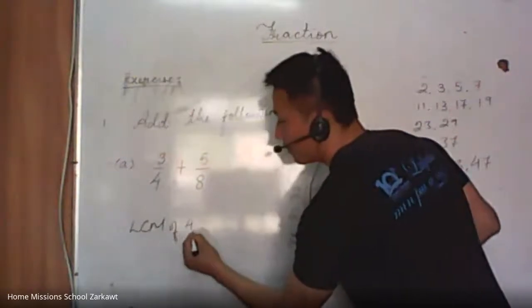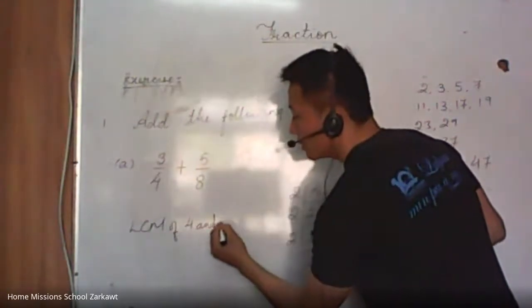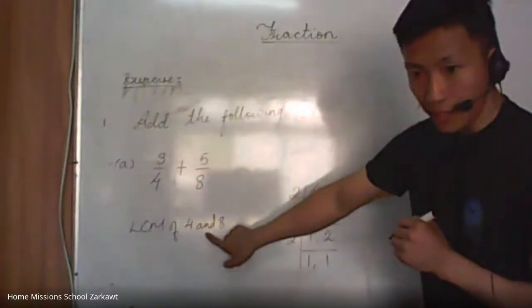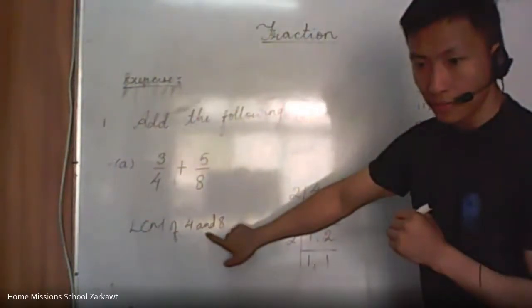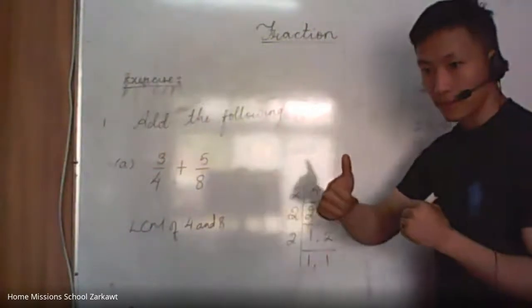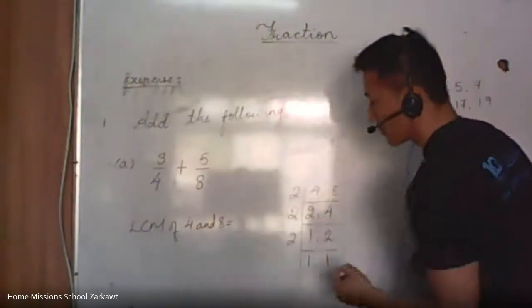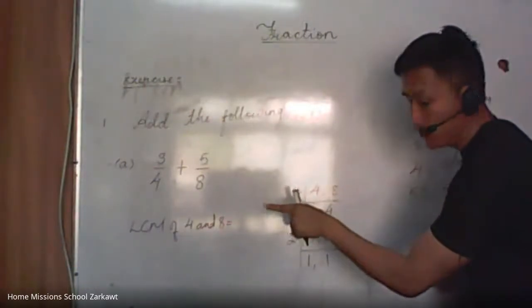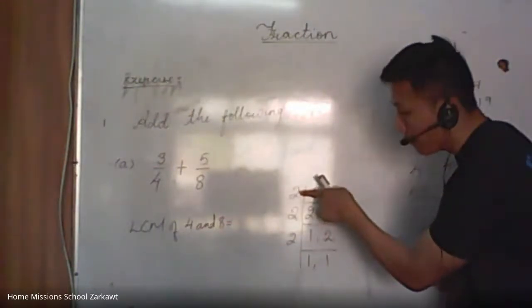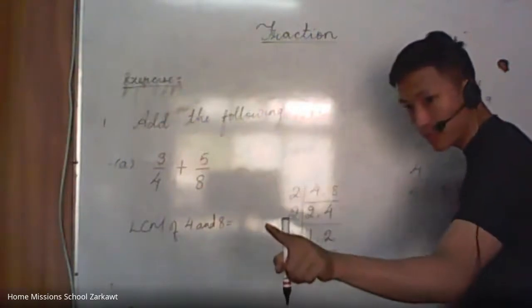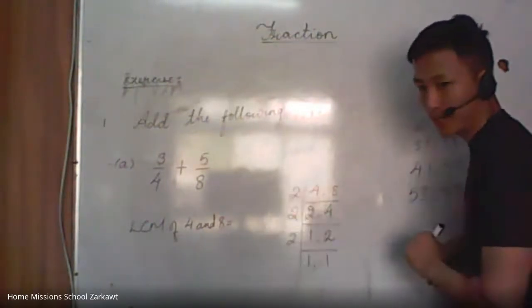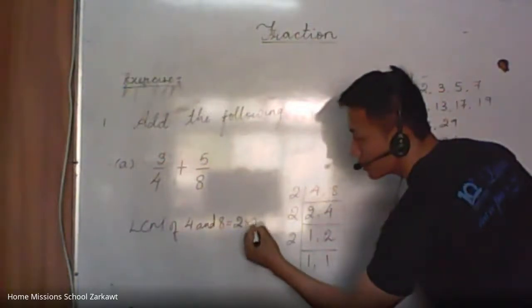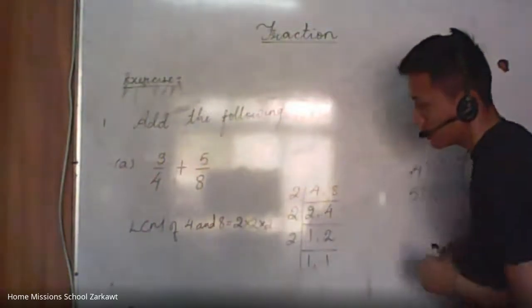LCM of 4 and 8. Can you see my handwriting clearly? Okay, the LCM should be the product of the side numbers. Product means the answer of multiplication. 2 into 2 into 2.